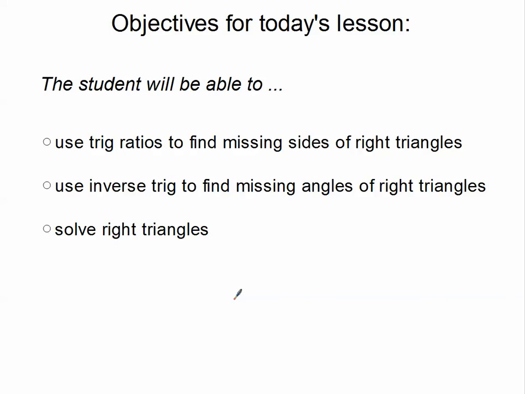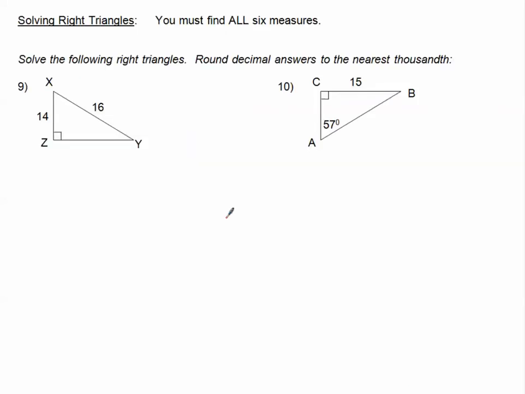In our last tutorial, we will solve right triangles. So now we are ready for our ultimate goal, solving right triangles. Thank you for watching the tutorial on side lengths, and thank you for watching the tutorial on angle measures. Now we will solve right triangles, and what it means to solve a right triangle is that we must find all 6 measures. What that means is all 3 sides and all 3 angles.